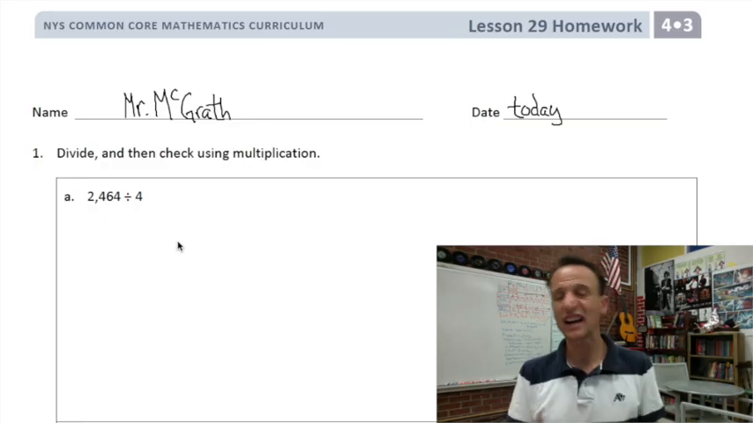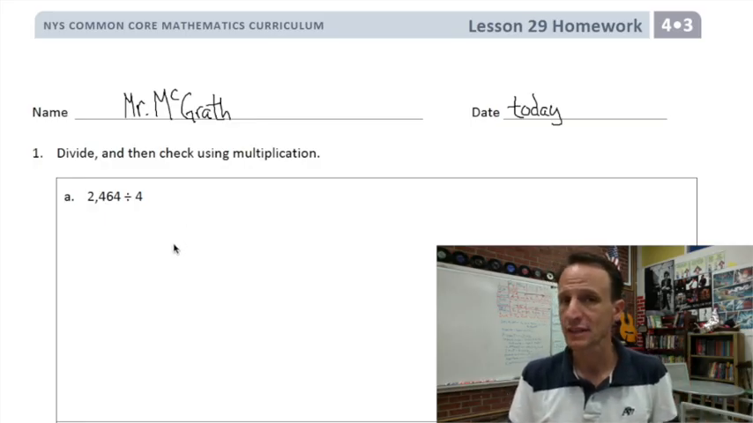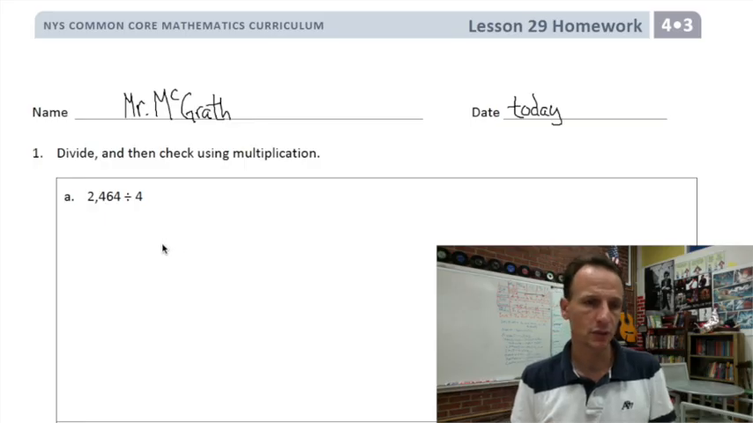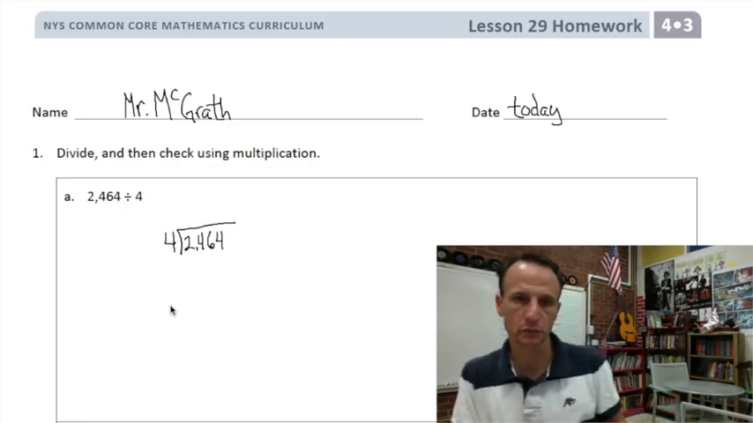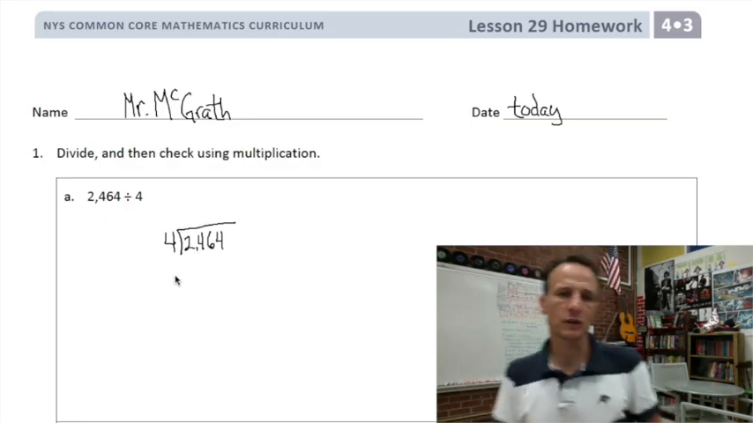So let's start off. I'm going to go through this at a decent clip. I'm going to work from certain assumptions that you know what you're doing at this point as far as standard algorithm long division goes. If not, you're going to have to backtrack a little bit in the lessons here and catch back up. All right, so let's get started.